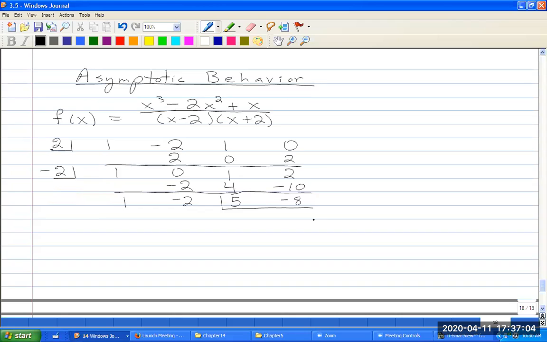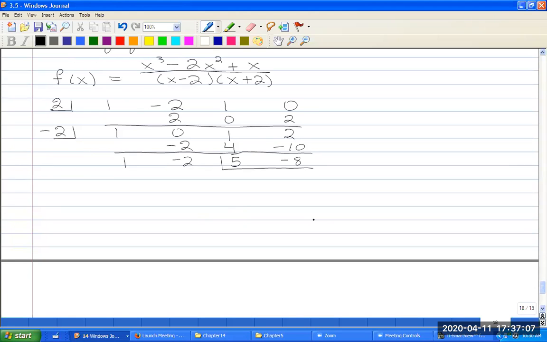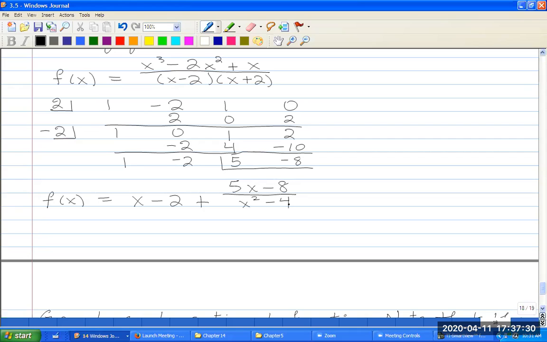Okay, so let's write this. I have that f of x can be written as x minus 2 plus 5x minus 8 over x minus 2 times x plus 2. Let's just write this as x squared minus 4. That's what you get if you divide these two out.